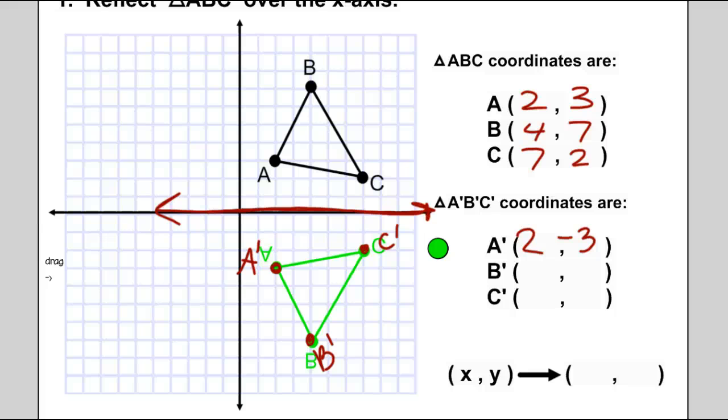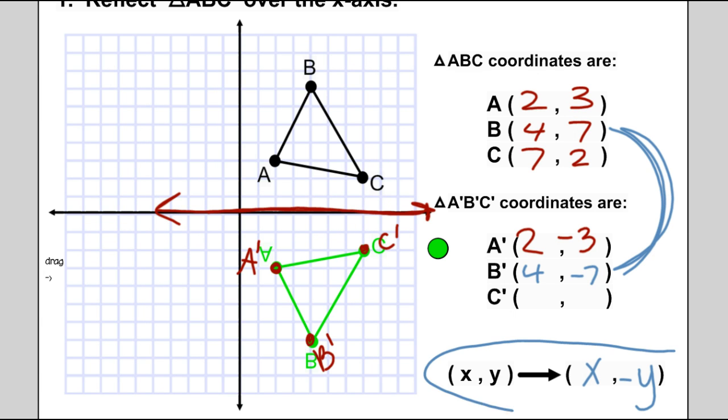Travis, what about B prime? What are the coordinates of B prime? 4, negative 7. What do you notice about B and B prime? What's their relationship? They're the same except the Y is negative. Who can tell me the rule to this reflection? XY becomes, raise your hand. XY becomes X negative Y.